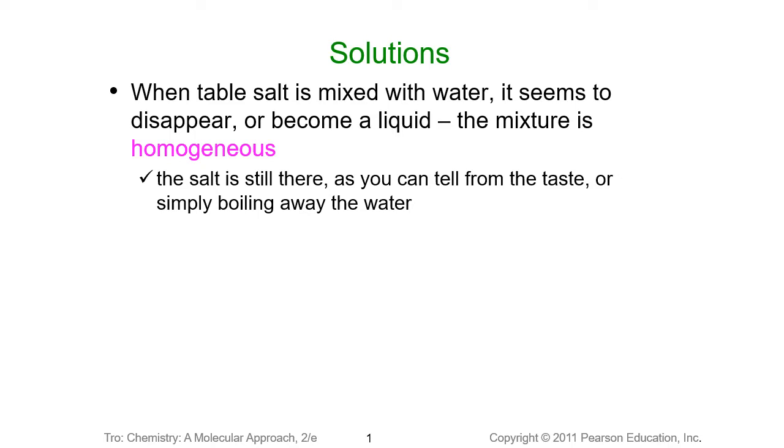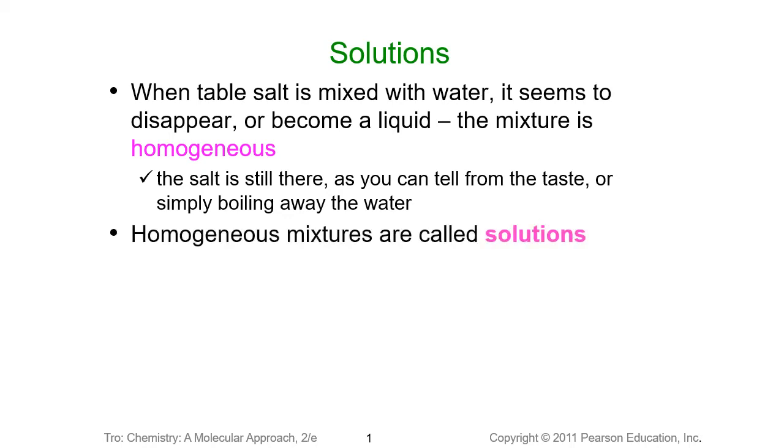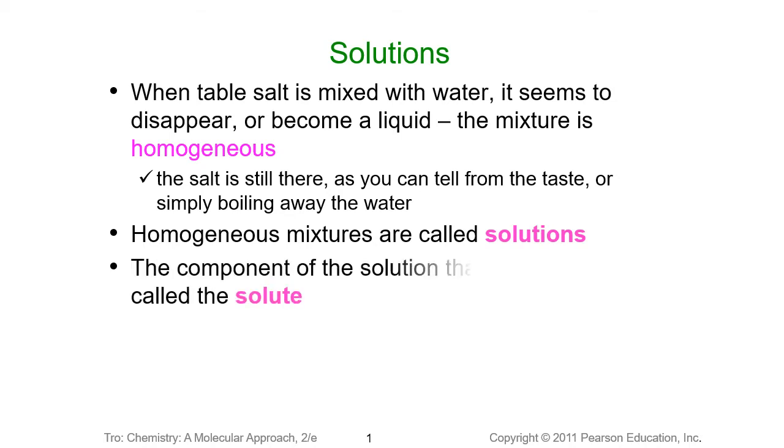We know that the salt or sugar is still there because we can taste it, and we can get that salt or sugar back by boiling away the water, and the solid will be left behind. So these homogeneous mixtures are what we call solutions. Solutions are made up of two components.